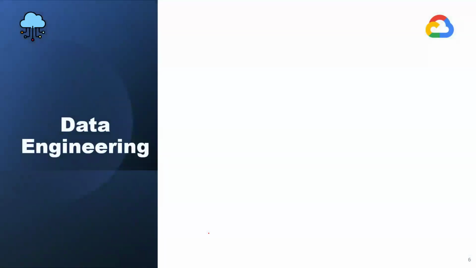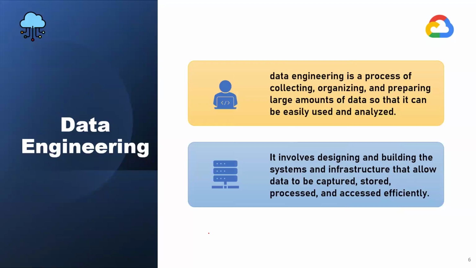As a definition, if you guys want to see, data engineering is a process of collecting, organizing, and preparing large amounts of data so that it can be easily used and analyzed. It may involve different systems, different pipeline creations, and some kind of infrastructure to be created. Whatever you want to do, whether to automate the entire process, we may be creating the system infrastructure for data to be captured, stored, processed, and accessed efficiently. So that is what comes under data engineering. So this is all about data engineering, guys.